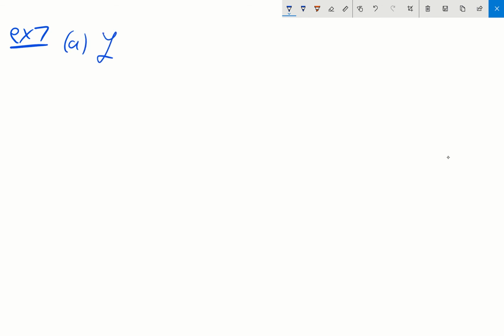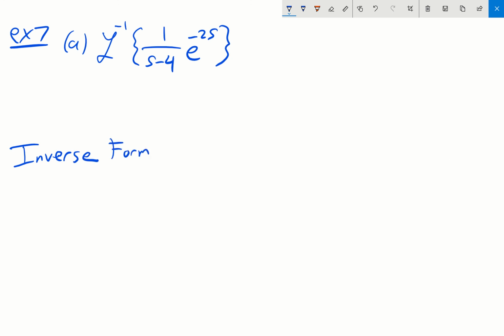Let's see if we can find the inverse Laplace transform of the function 1 divided by s minus 4 times e to the negative 2s. So now we're going to be working backwards. In order to do that, let's state the inverse form of our previous theorem, which was 7.3.2.